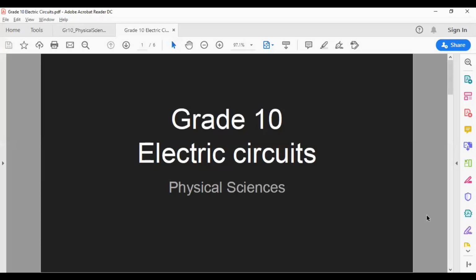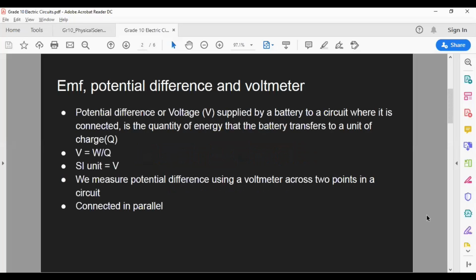Right, electric circuits, okay? Lots of theory, as I mentioned in this section, but it's still quite a nice section nonetheless. So what we want to look at in the first slide is EMF, potential difference, and voltmeter. EMF and potential difference mean the same thing.